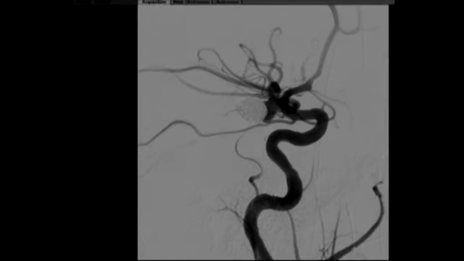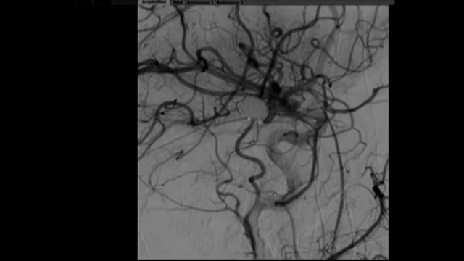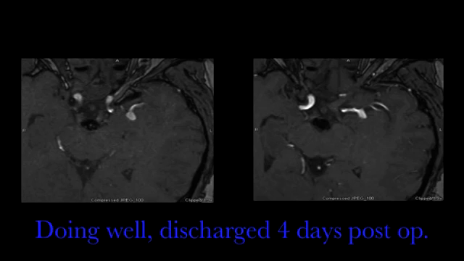In the final angiogram, we can see that the left posterior communicating artery is patent, and on a follow-up MRA 1 year later, we can see that there is no evidence of residual or recurrent aneurysm on this projection.